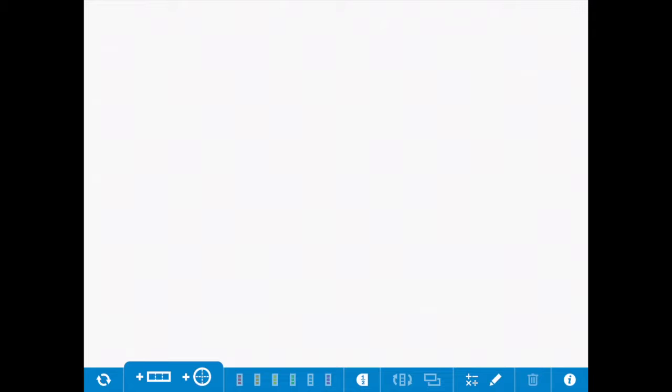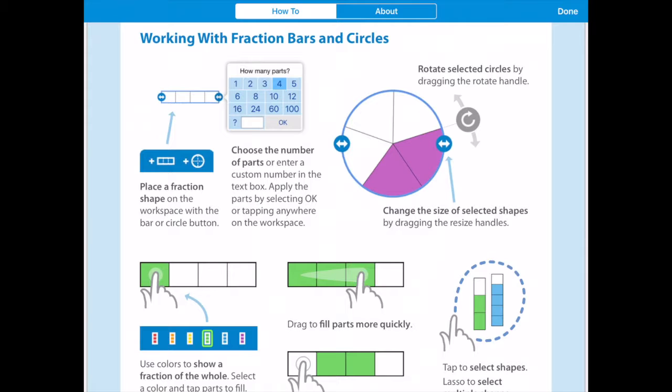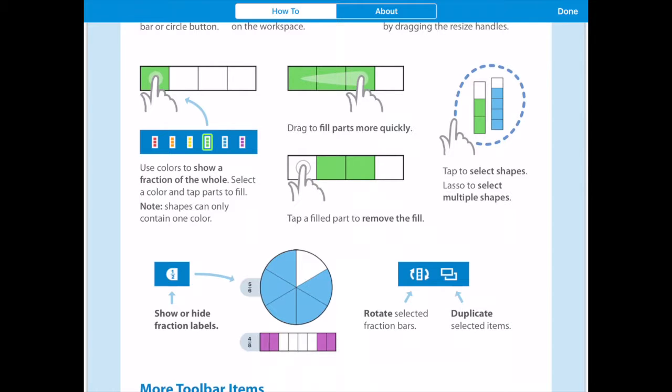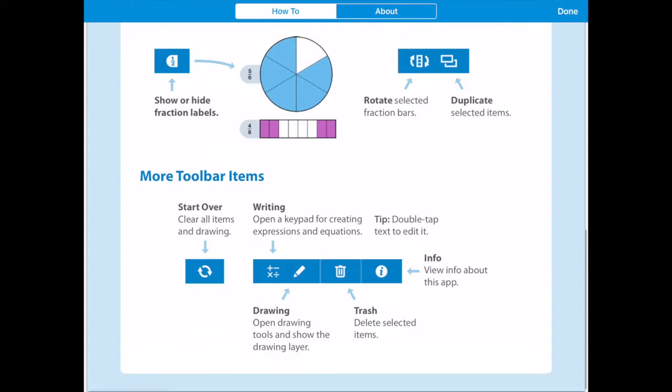We're going to start with the bottom right-hand lowercase i, and that, just for any reference later on, is a really good direction sheet. As you can see, if I quickly take you through this piece before I show you some problems, you can add a bar with fraction divides, or you could just have a blank bar. And if you were doing a fraction lesson, you have the circle as well. You could shade in part of the bar. You can have the fractions represented on the left-hand side there with whatever you have shaded. You could rotate the bar to be horizontal or vertical, or even duplicate it.